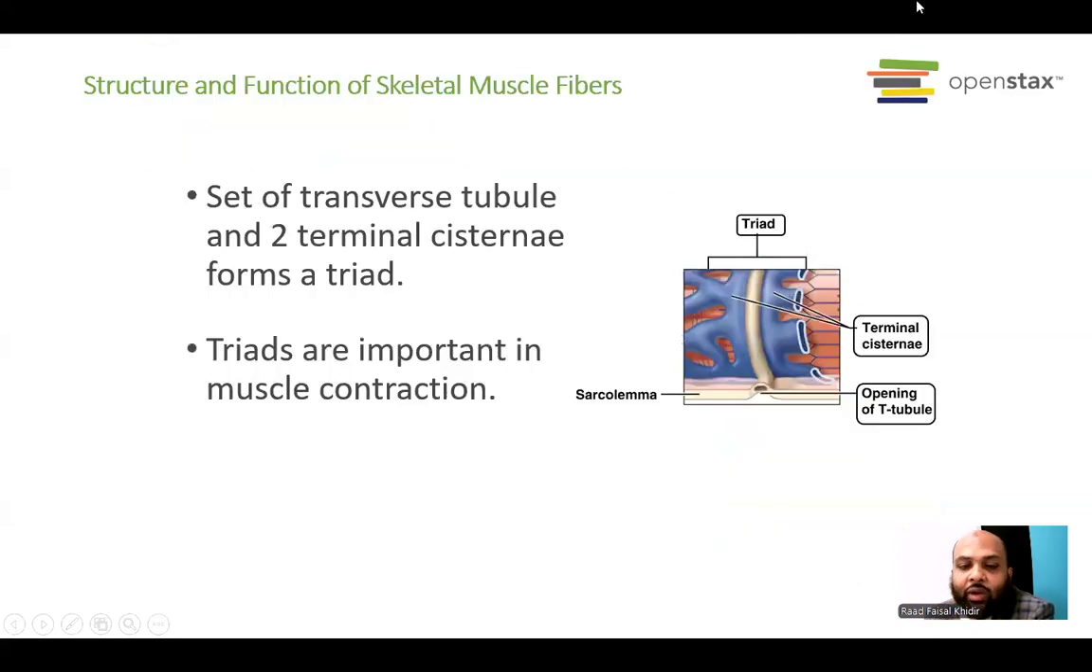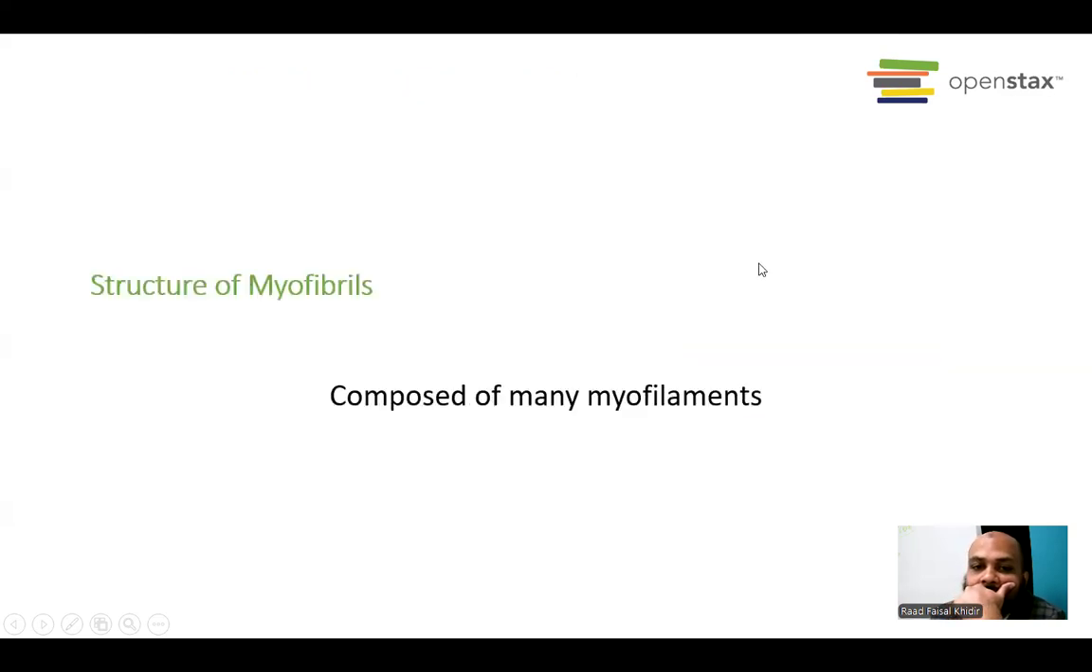Excellent. Okay. There's a set of transverse tubules and two terminal cisternae that forms a triad. Triads are important in muscle contraction. That is the triad. It is made up of transverse tubules and two terminal cisternae. You see the two terminal cisternae. Why do we have terminal cisternae? So the action potential can come passing by in the middle, causing the release of calcium.